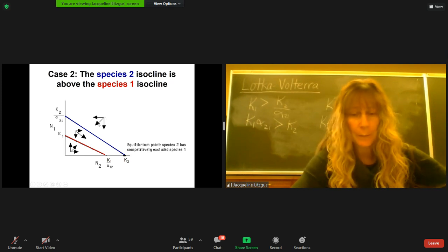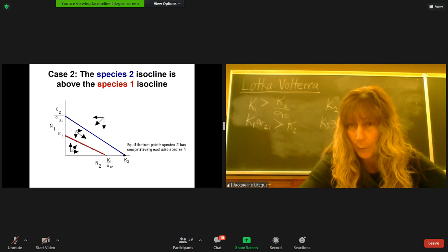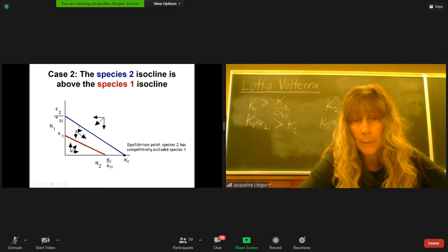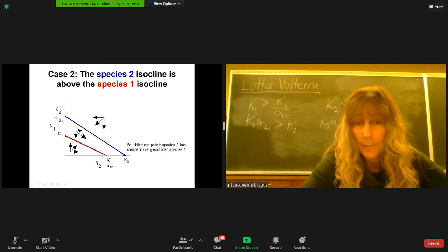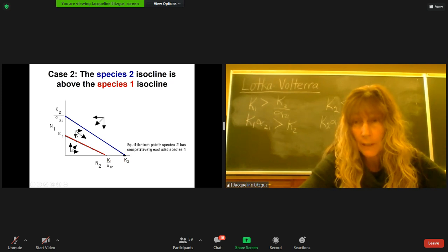Okay, so the interesting piece again is when we get in between the two zero isoclines, right? We have to consider which one we're above and which one we're below. So in this case, here's species 2. We're below the species 2 isocline, which means species 2 is still growing, right? So we have a right-hand pointing arrow. However, we are above the species 1 isocline.